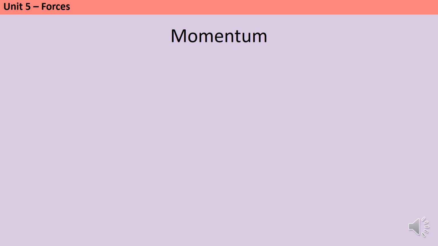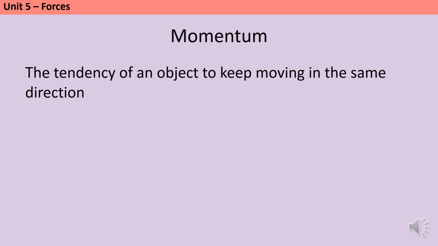It's easy to calculate a numerical value for momentum, but what actually is it? You can think of momentum as unstoppability or oomph. We can define it as the tendency of an object to keep moving in the same direction. So the harder it is to stop an object once it's moving, the more momentum it has.